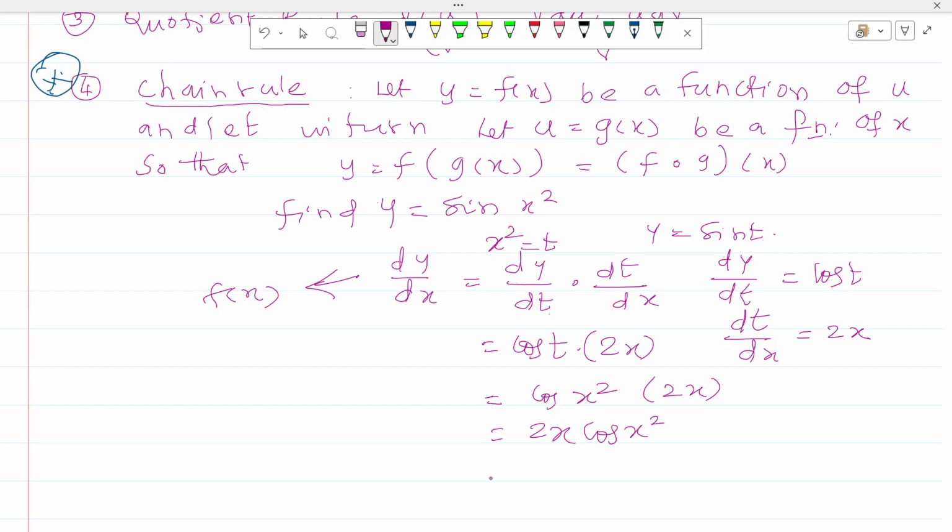Any doubt in the problem? Not really. Is it clear? Yes, sir. Okay, fine. Similarly, we can do a few more problems in this. Basic problems we can do now.